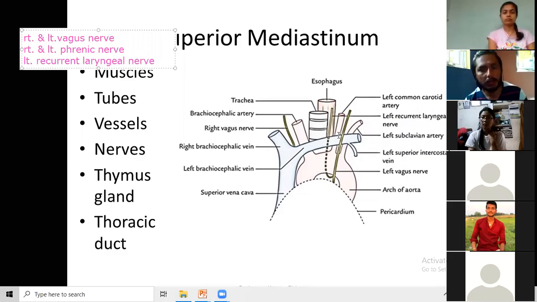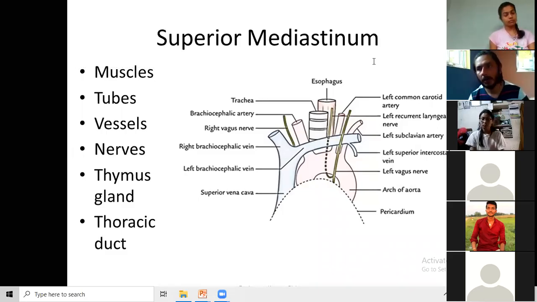Now the thoracic duct also you will see in this region. So they are the contents of the mediastinum. Content okay, boundary okay. So this you are going to write. Now we'll go for the next mediastinum.